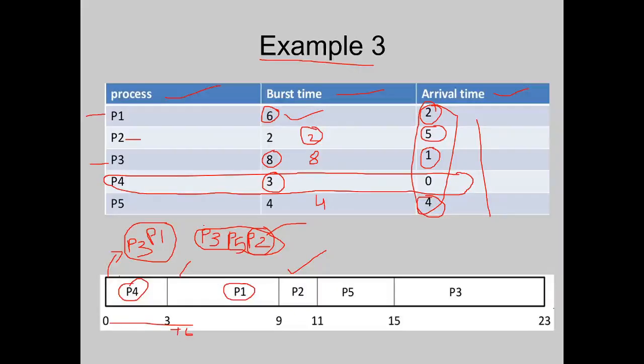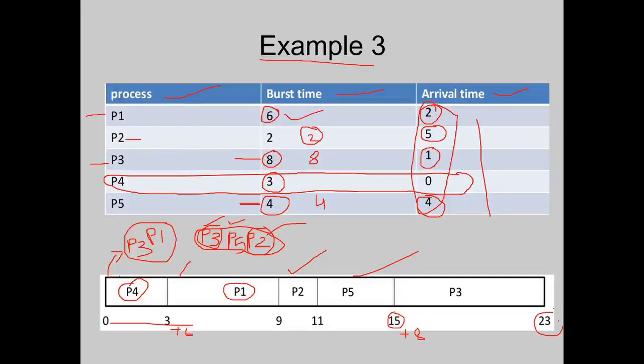Now only 2 processes are remaining, process P3 and process P5. Process P3 has 8 burst time and process P5 has 4 burst time. So process P5 will be allocated first and its burst time is 4. So 11 plus 4, it is 15. And then the last one is P3 and its burst time is 8. So 15 plus 8, it is 23. So this is the allocation of the processes.